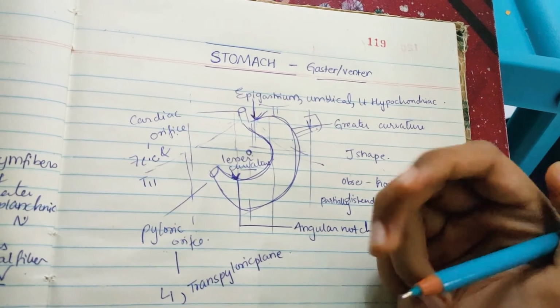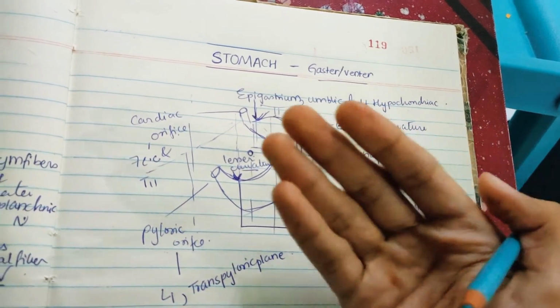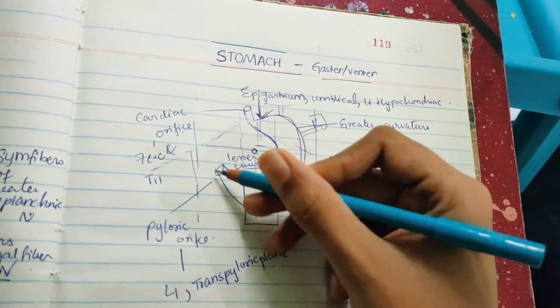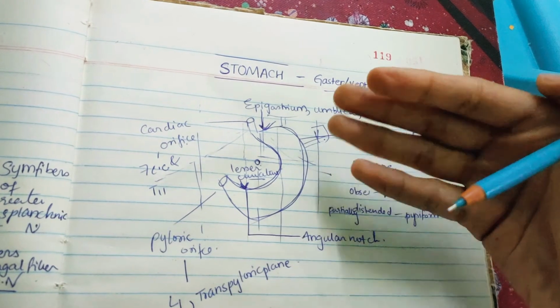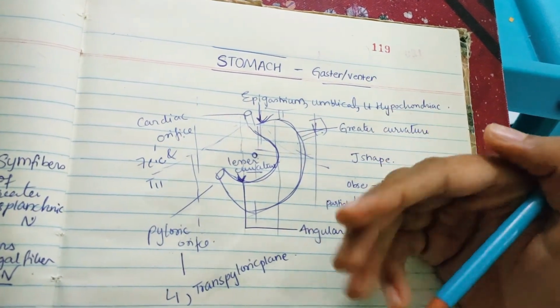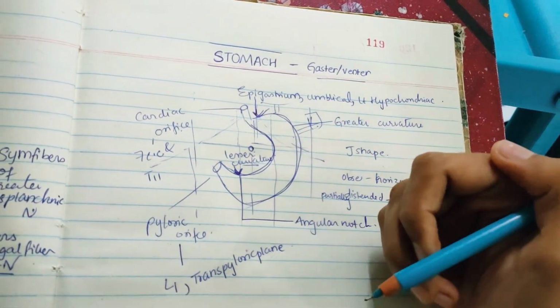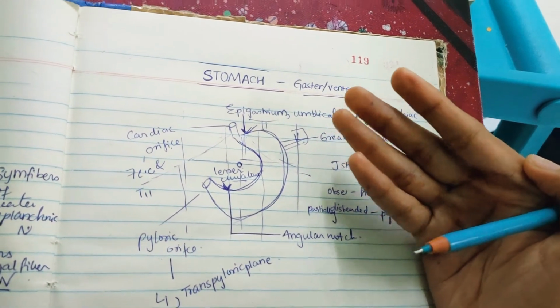Now coming to the 2 surfaces of the stomach. Stomach has an anterior or anterior superior surface, this one, which faces upwards. Okay, and on the back side, just imagine the posterior side, you will have the posterior or posterior inferior surface, which will face backward and downward.